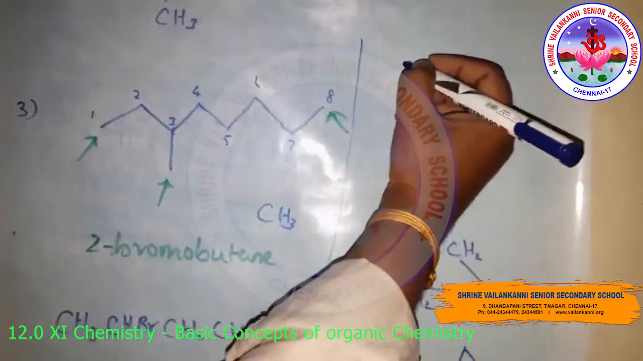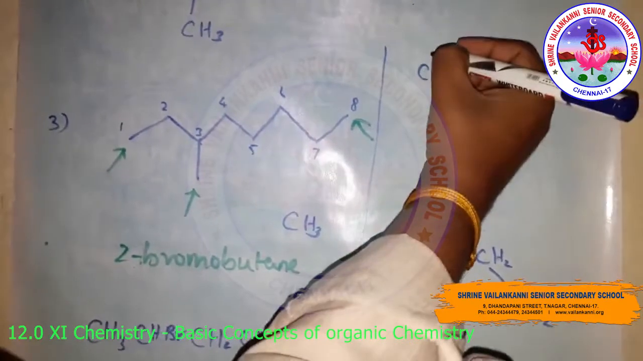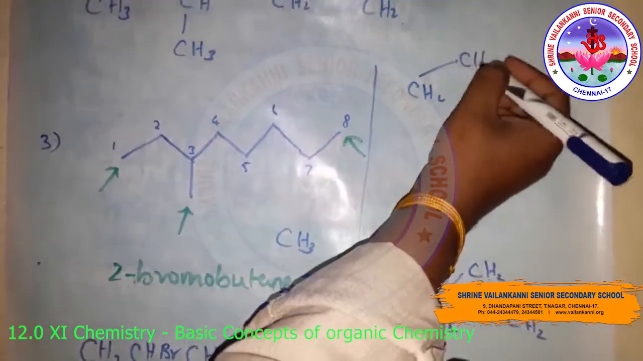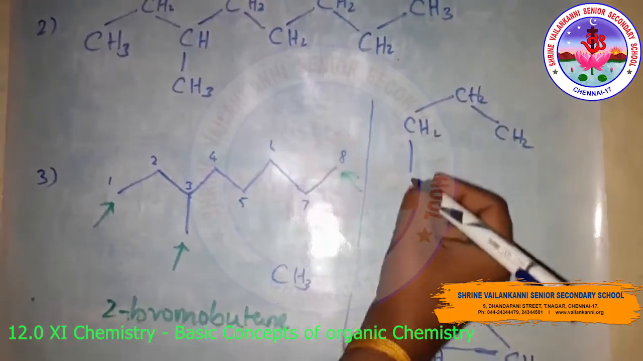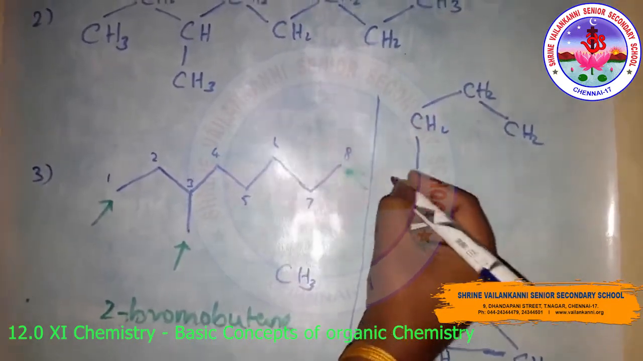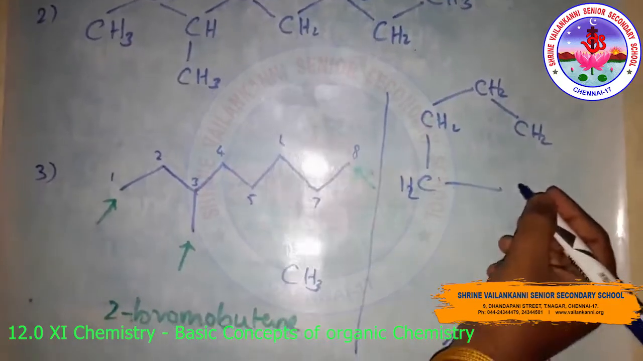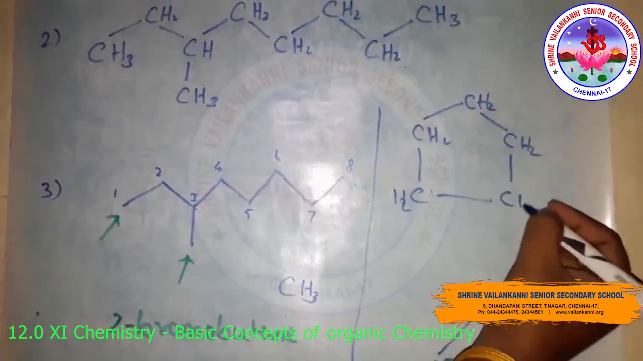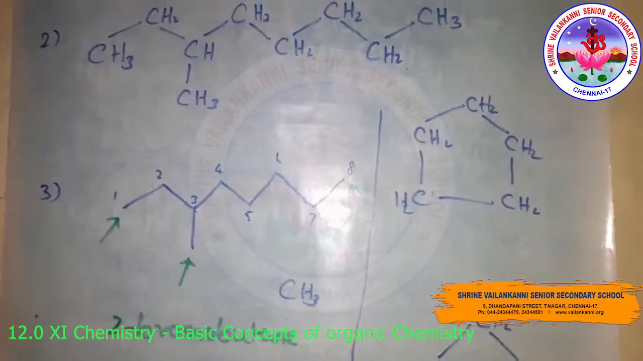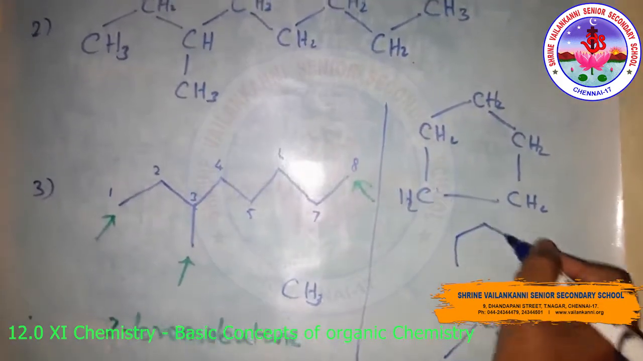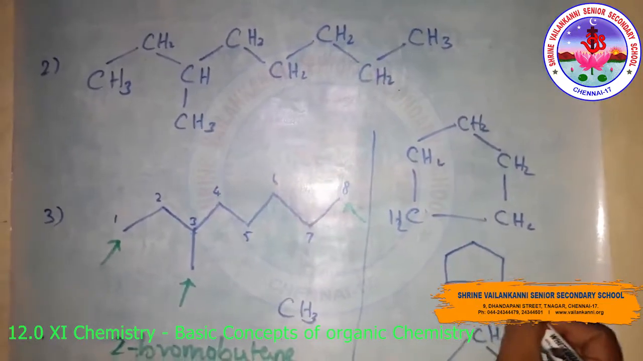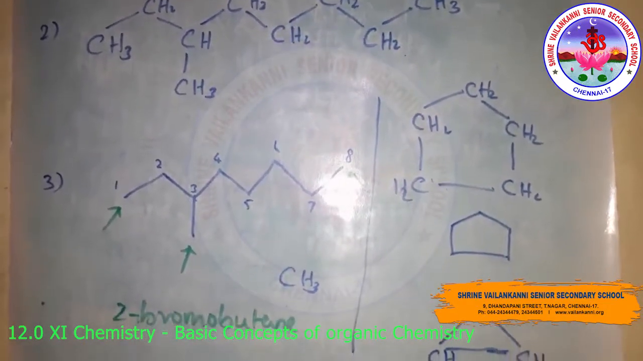Then cyclopentane, we can write it like this. Here I will write cyclopentane: CH2, CH2, then CH2, CH2, CH2. So this is cyclopentane, or we can write it simply just like this. This is also one of the methods.